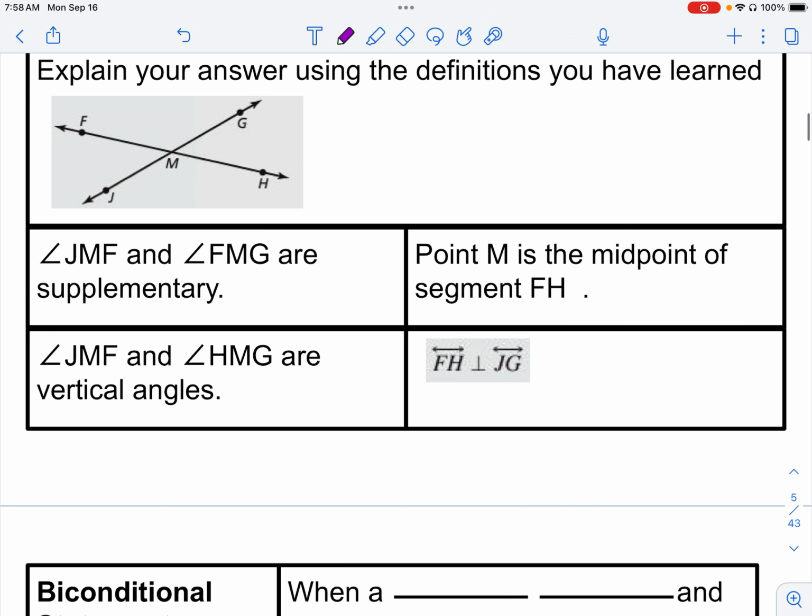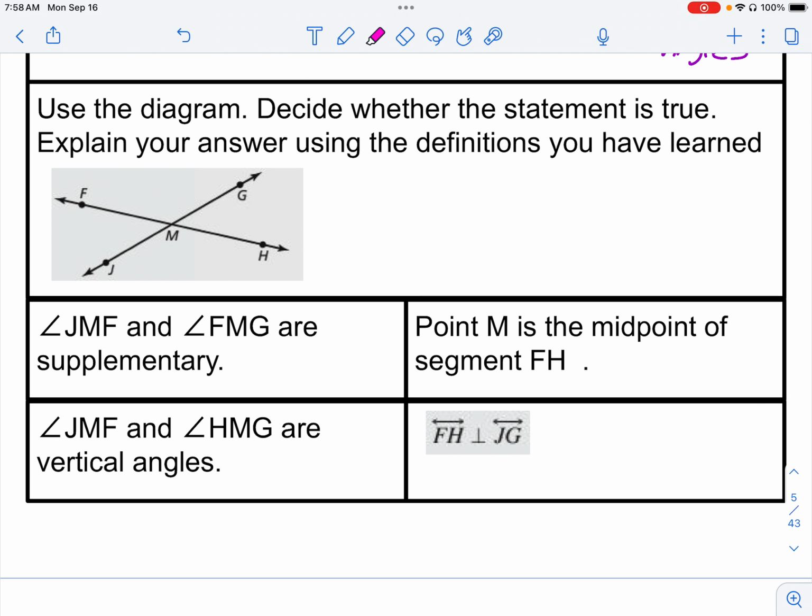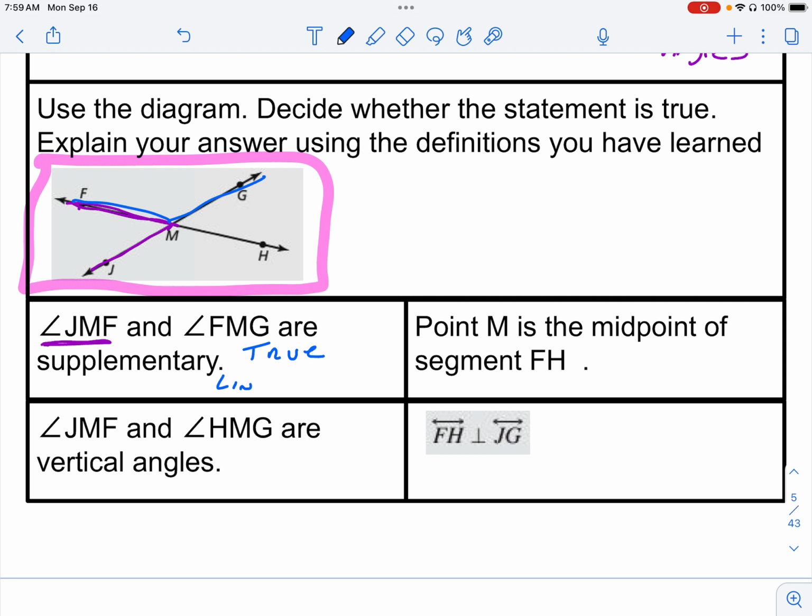All right, so let's look at some examples, and we're going to use the diagram here to determine if they are true or false. Angle JMF and angle FMG are supplementary. That's true because they form a linear pair. And by the definition of a linear pair, they're supplementary.